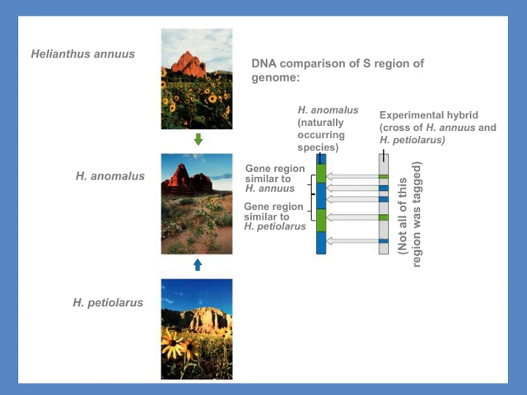Here, we compare H. anomalus, which is a naturally occurring species, with an experimental hybrid that results from crossing H. annus and H. petiolaris. It's worth noting that not all parts of this region were tagged in the analysis, which is an important consideration when interpreting the data. Ultimately, this comparison sheds light on the genetic makeup of these species, showing us how hybridization can influence genome structure and variation, tying back to our overall theme of genetic diversity and evolution in sunflowers.